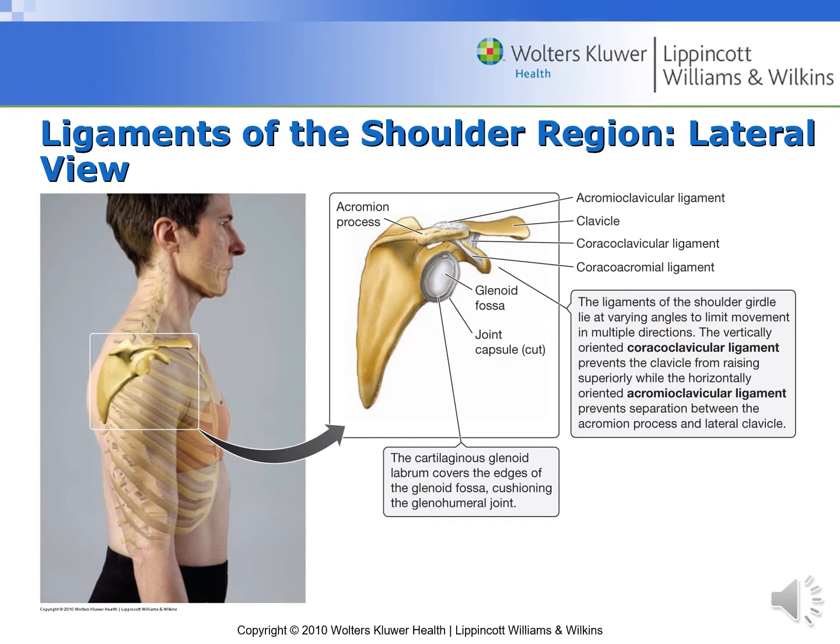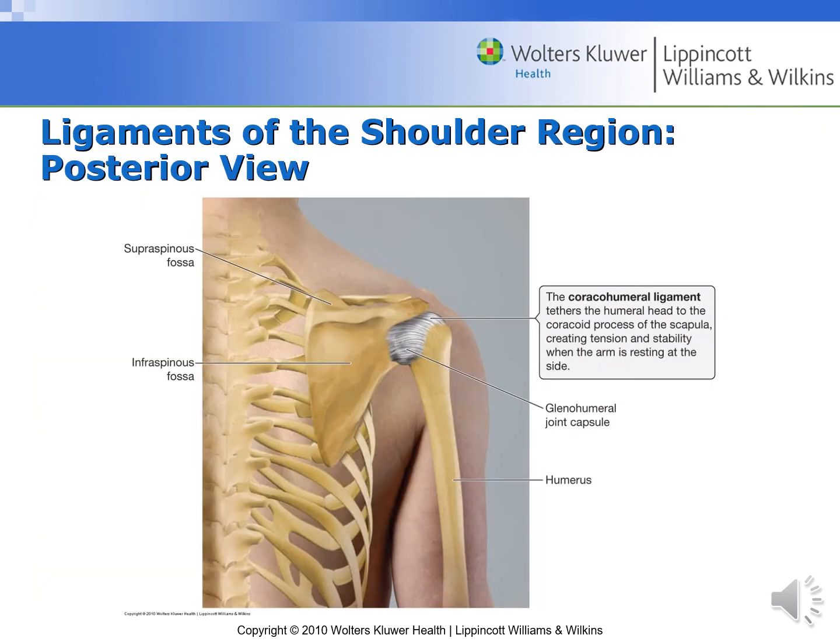The cartilaginous glenoid labrum covers the edges of the glenoid fossa, cushioning the glenohumeral joint. The posterior view of the shoulder region highlights the coracohumeral ligament. This ligament tethers the humeral head to the coracoid process of the scapula, creating tension and stability when the arm is resting at the side.